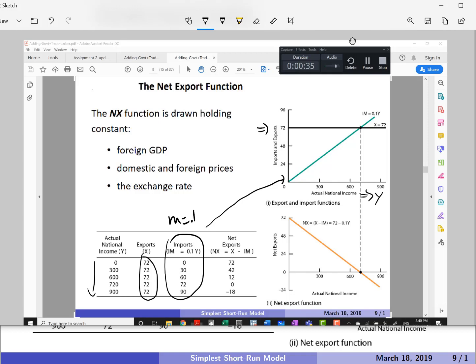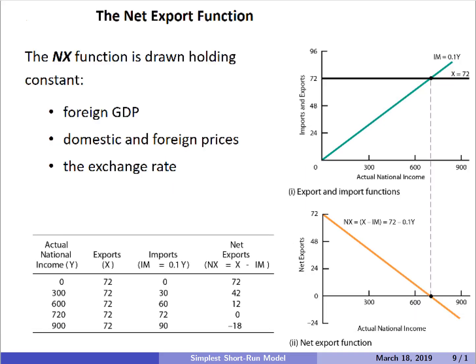Okay, so what the bottom right graph is doing is just taking exports minus imports. It's graphing the difference between that black, flat, constant export line and this upward sloping import line. That's all it's doing. And so notice this is downward sloping, like we talked about before. So now we have an idea of what a net export function looks like if we make certain assumptions about what m equals and what this constant x equals.